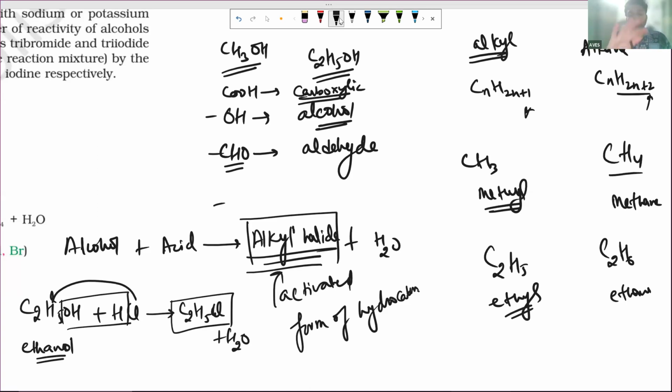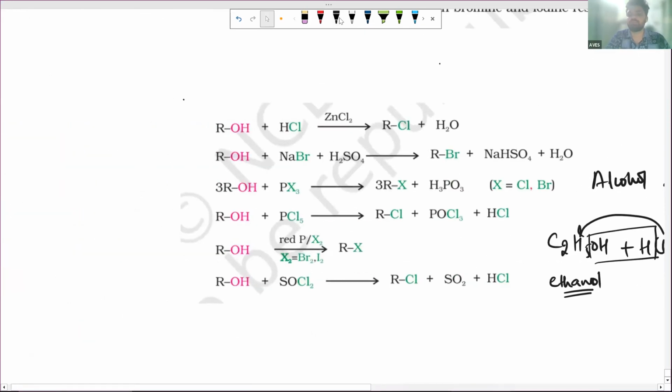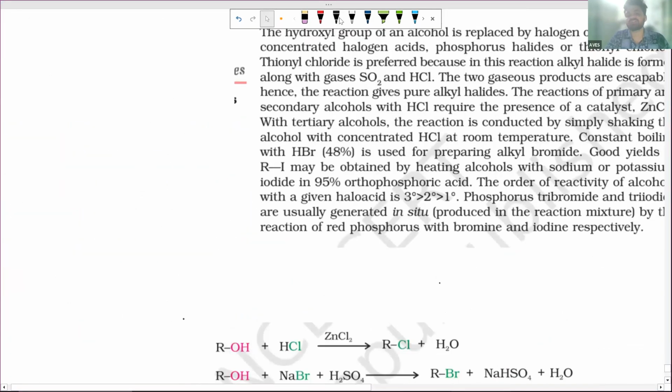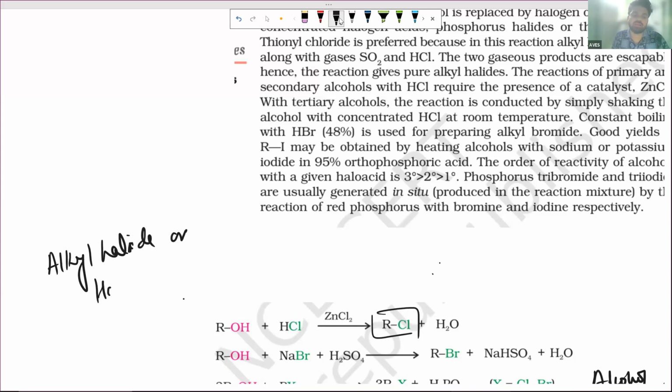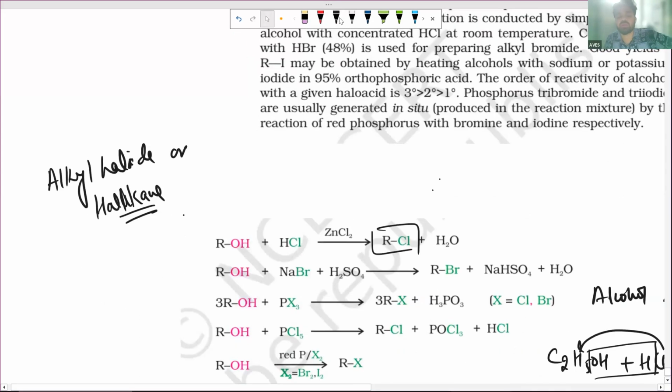So alcohols, when they react with acid, will give you alkyl halides. Once these alkyl halides are formed, we are just studying how to prepare haloalkane. Halo means halogen, and you know alkane. So these are haloalkanes or alkyl halides. Alkyl halides and haloalkanes are the same thing. Got it?